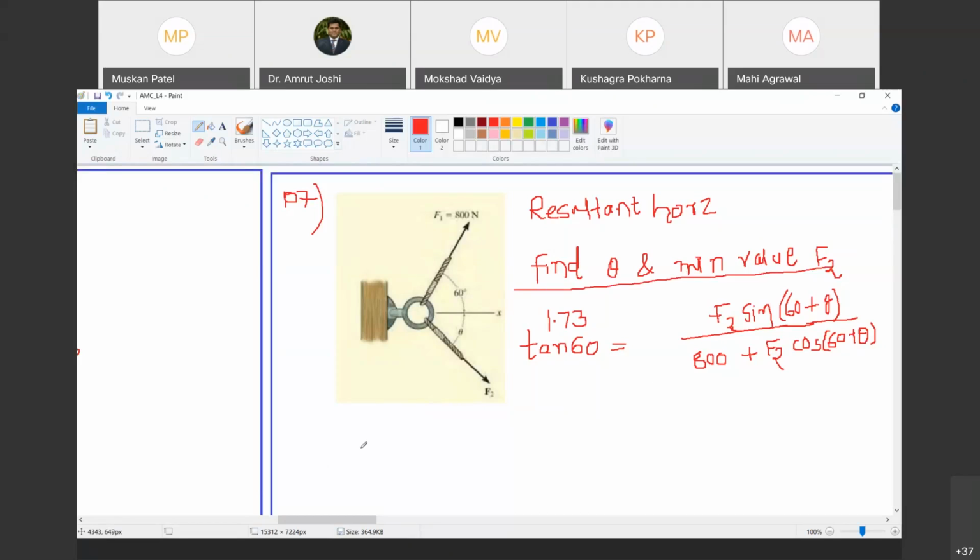Tell me. 1384.84. So that's it. So 1384 plus 1.73 F2, look, cos of 60 plus theta. Are you with me? Yes, sir. This must be equal to how much? F2 sine 60 plus theta. Do you agree with me? Yes, sir.